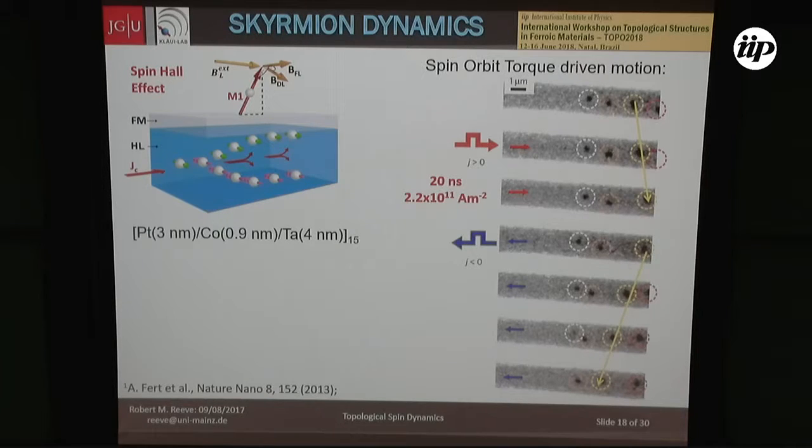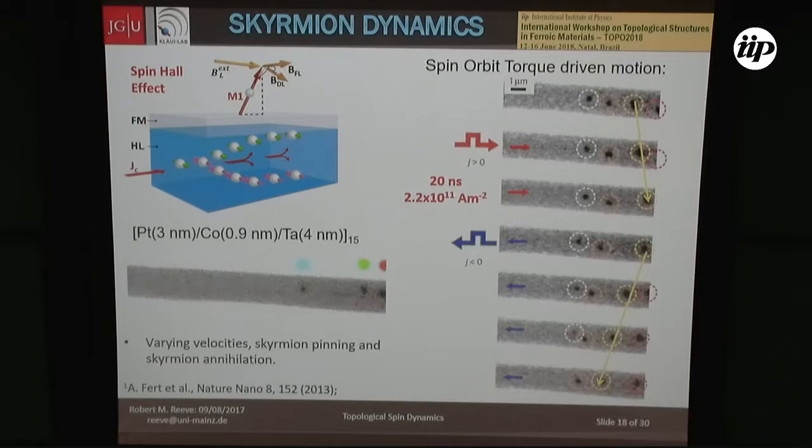But what we find is that actually the motion isn't always all that reliable. While some skyrmions move very nicely, other skyrmions move with lower velocities, and even some are pinned and eventually annihilated. This shows that you need to be very careful to, in particular, deal with pinning in these materials in order to have robust behavior of such a device.